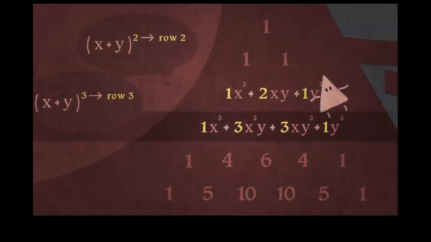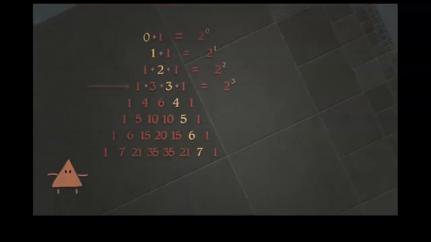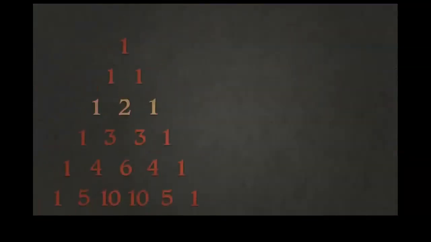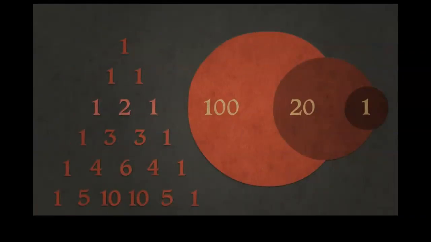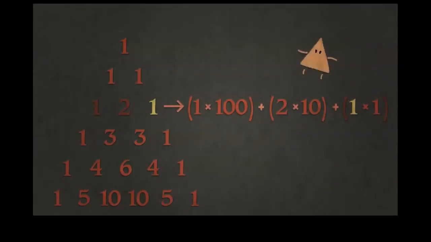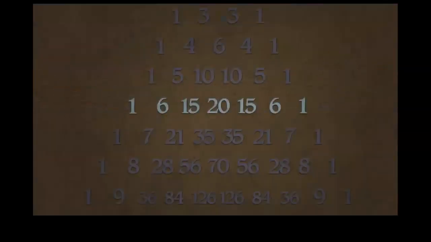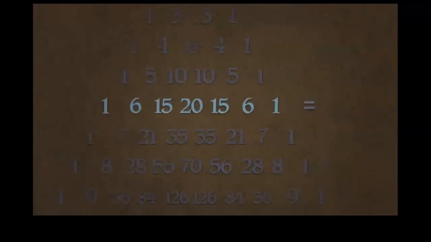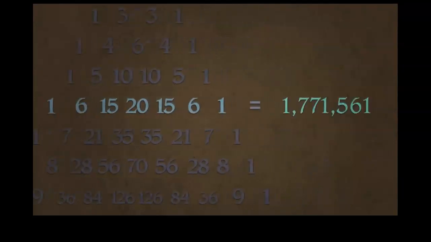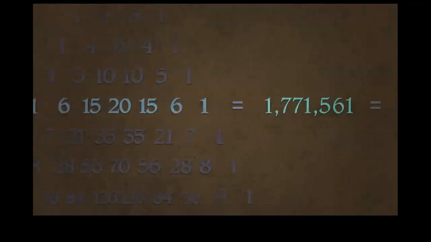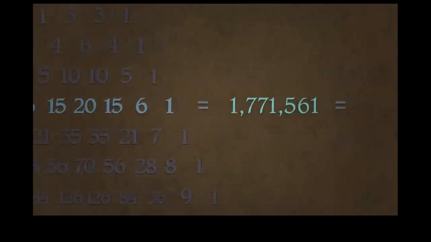But there's much more. For example, add up the numbers in each row and you'll get successive powers of 2. Or in a given row, treat each number as part of a decimal expansion. In other words, row 2 is 1 times 1 plus 2 times 10 plus 1 times 100. You get 121, which is 11 squared. And take a look at what happens when you do the same thing to row 6. It adds up to 1,771,561, which is 11 to the 6th, and so on.